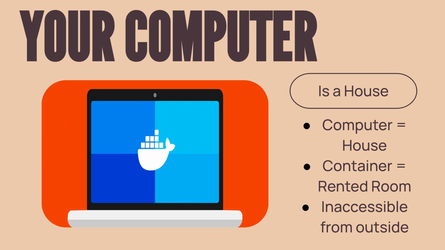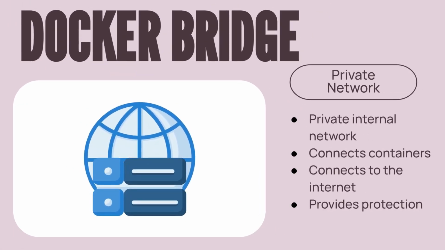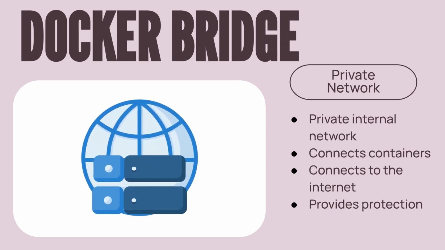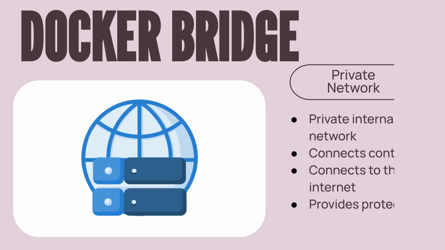So Docker builds something special inside the house. Docker creates a private internal network called a bridge network. Think of it as a private road inside your house with a security guard. This bridge connects containers together, connects them to the internet, and importantly, protects them from the outside world.